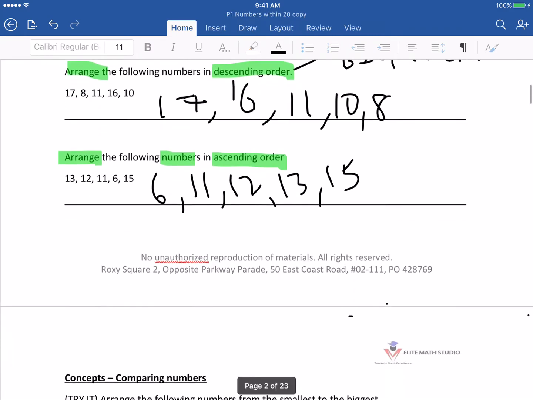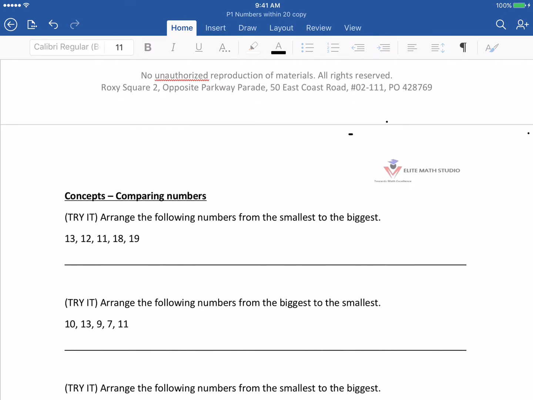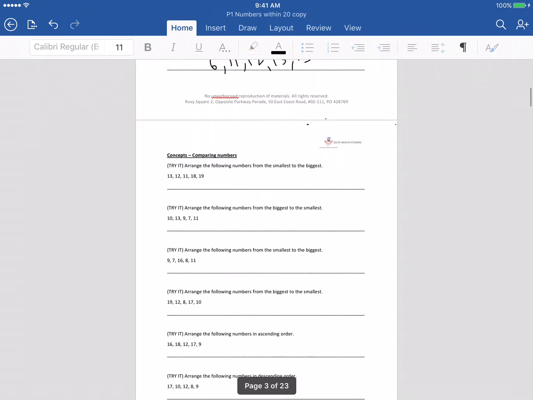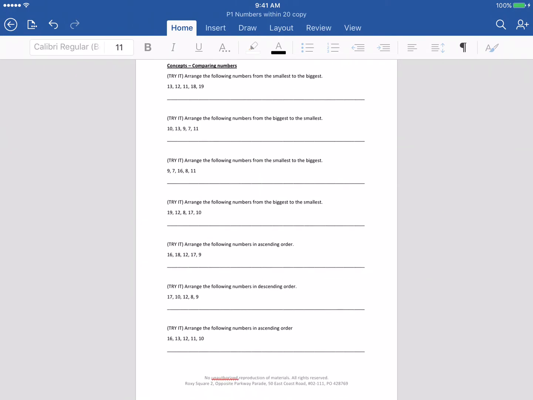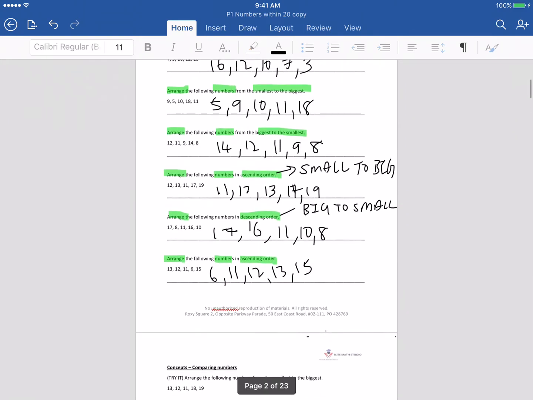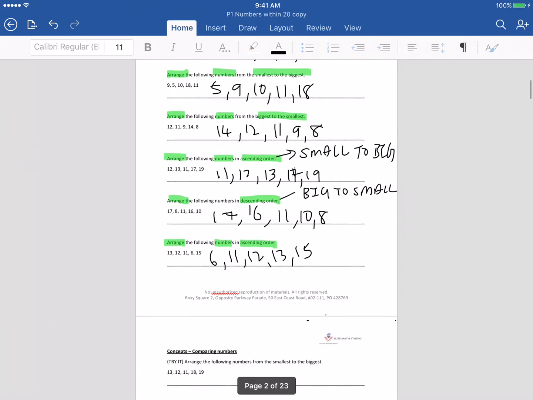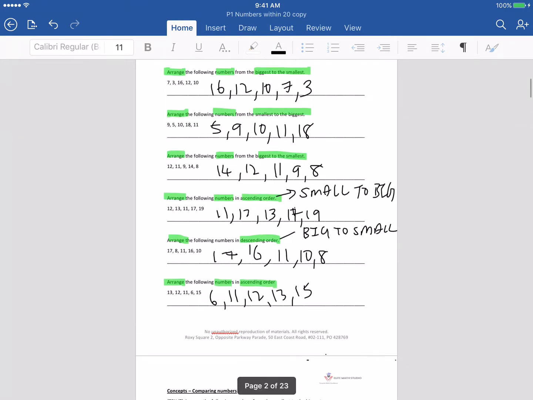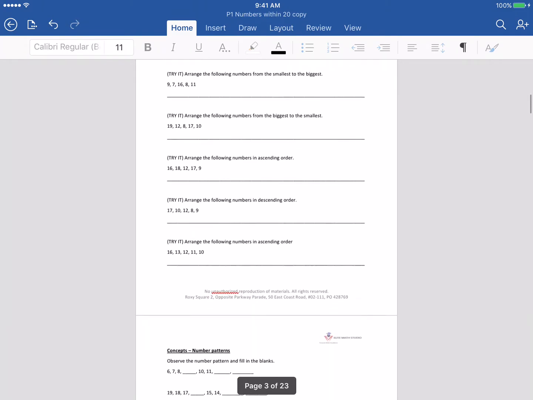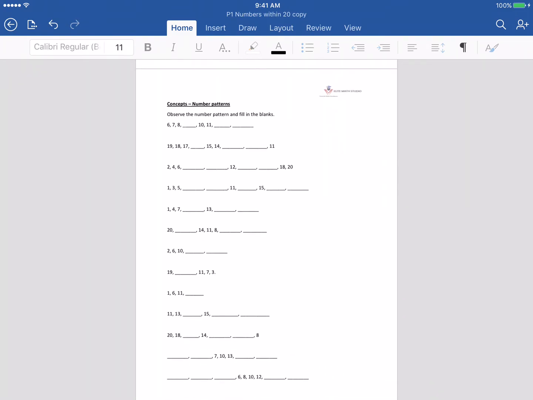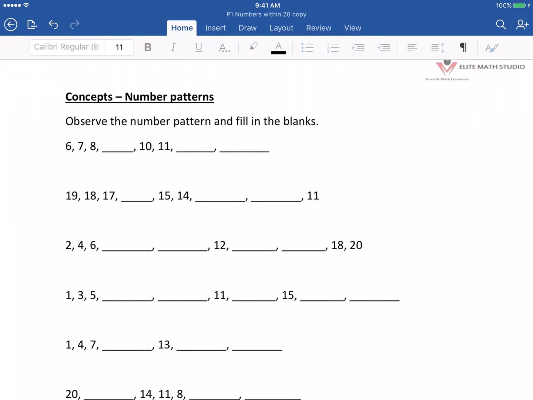Okay? So the next page, same thing as the previous one. I'll give you some exercises for you to work on. So what you can do now is pause the video, work on it, and then if you have any doubts, you can refer back to the previous worksheet to see what the different phrases mean: ascending, descending, etc. Okay, next, the next concept is what we call the number patterns.